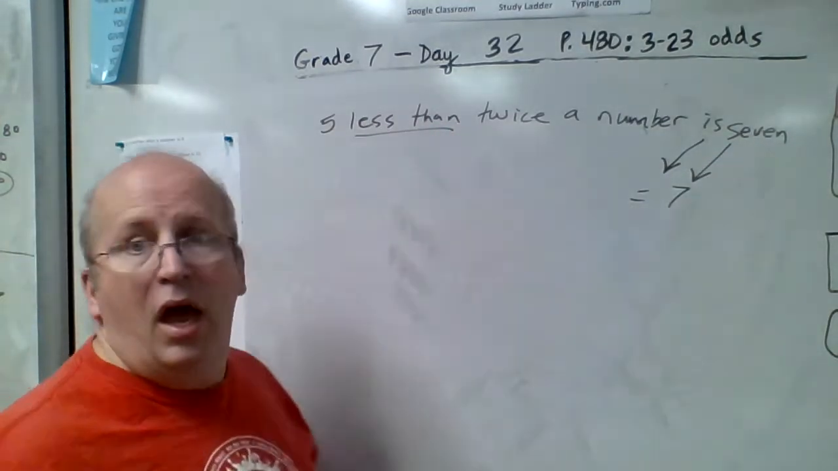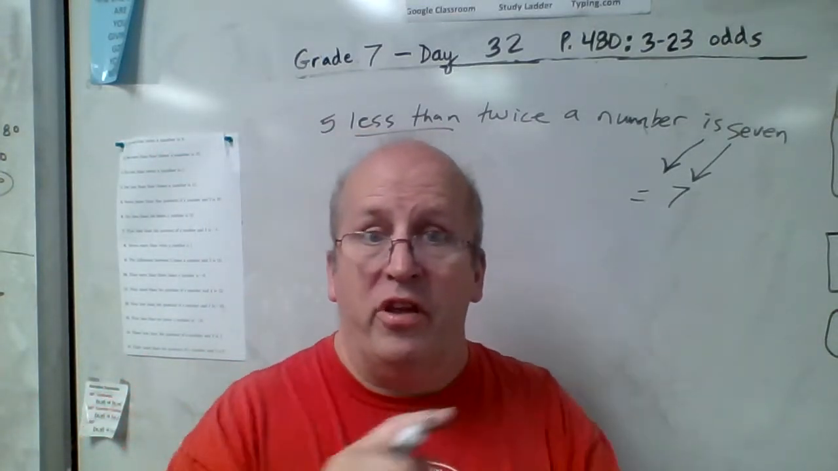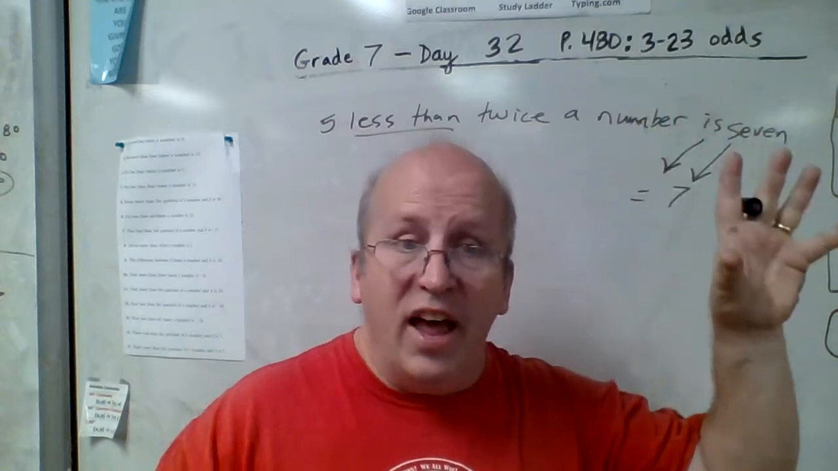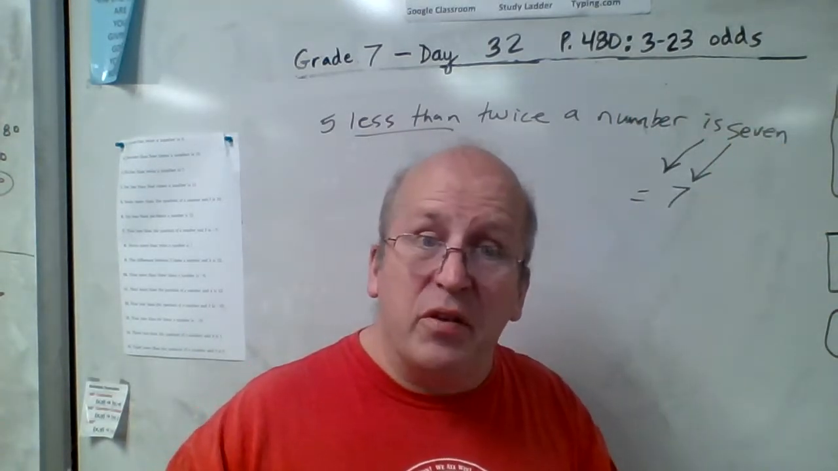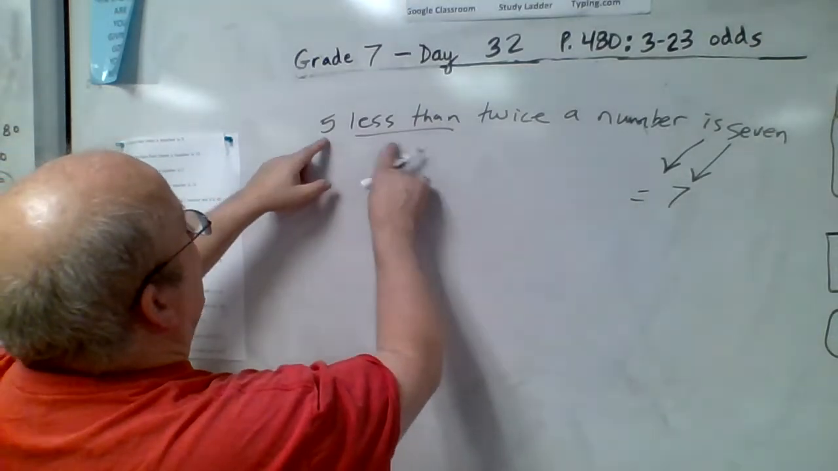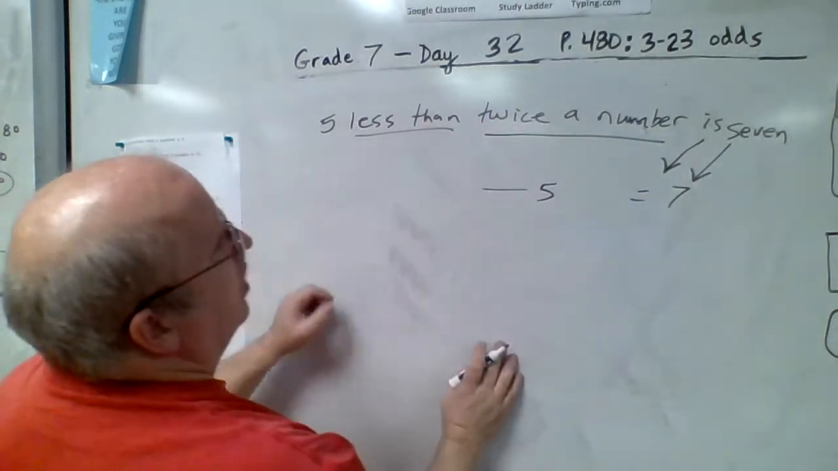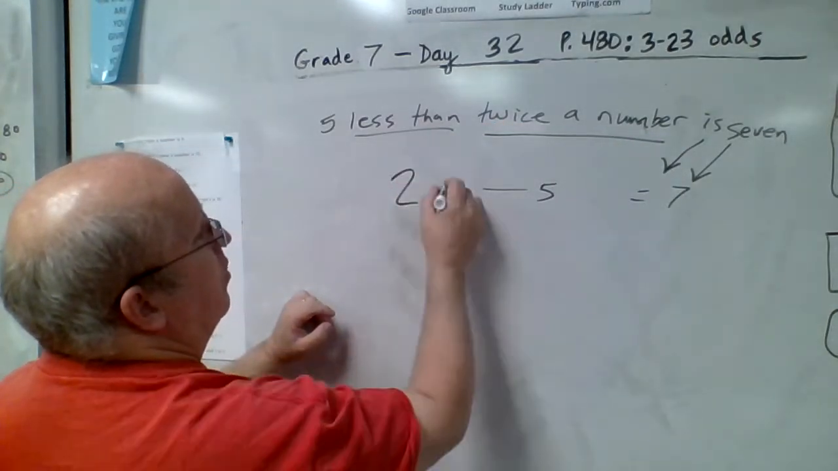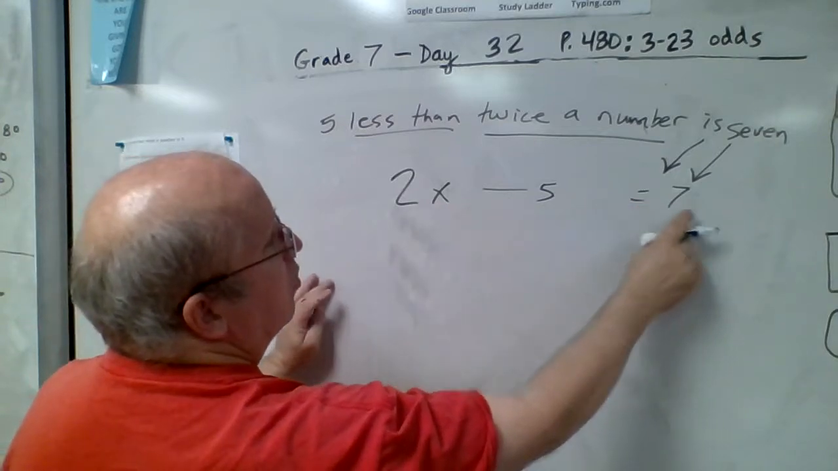Less than. Remember what we said about that? We're going to be doing some flipping action because it says less than, right? With less, we don't flip. But with less than, we end up flipping some terms, right? What are we going to flip, though? Well, less than means the negative 5 has to be second. How are we going to write twice a number? Twice a number is 2 times x. So we've got 2 times x minus 5 equals 7.